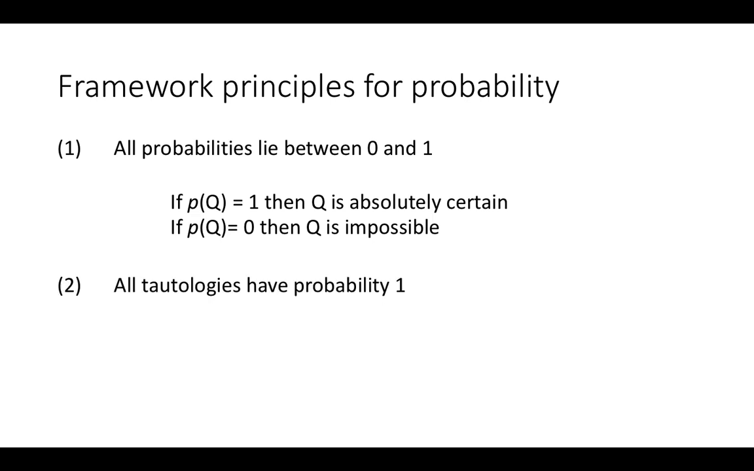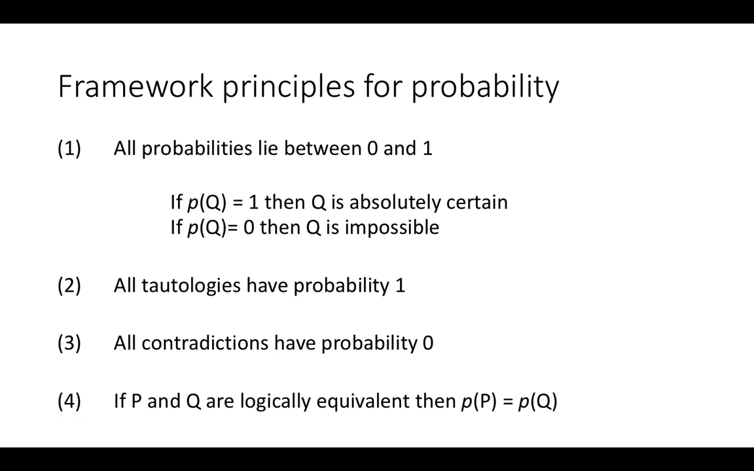So framework principle 2. This follows from framework principle 1. All tautologies have probability 1. And this makes perfect sense, since all tautologies are necessarily true. Framework principle 3 is really another consequence of framework principle 1. All contradictions have probability 0. Again, this makes perfect sense, since contradictions cannot possibly be true.